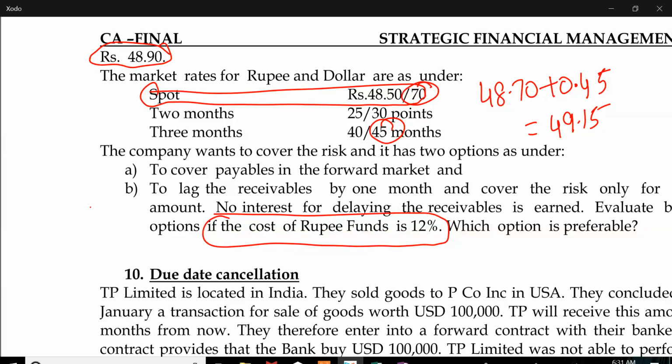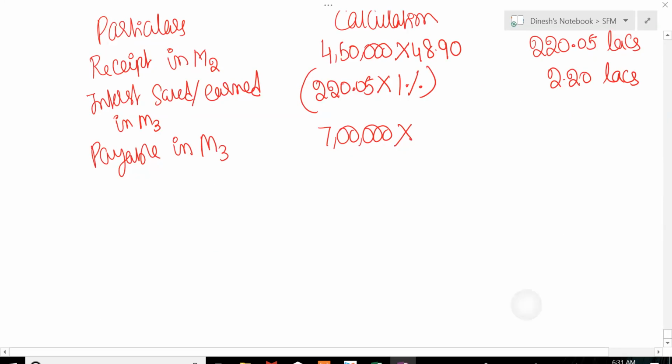Why ask rate? Because I have to pay it. Wherever payable is there, higher rate. Wherever receivable is there, lower rate. So keep that in mind, it's easier for you to proceed. Into 49.15.